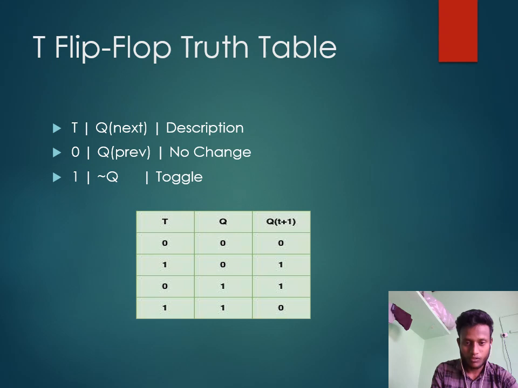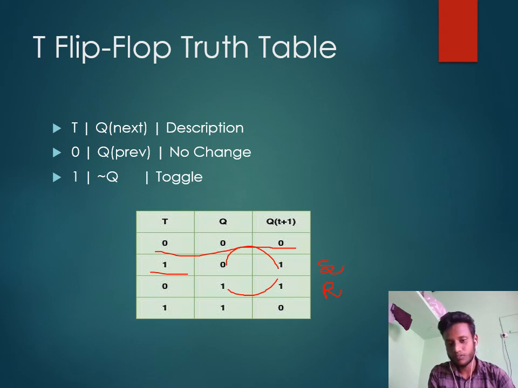See, in 0 condition, it is no change. When you give 1, it is in set condition. When you give 0, it is in reset condition. This Q is the present stage. Present stage is 0. What is the next stage? 1. And Q is giving reset condition, and next stage is 1.